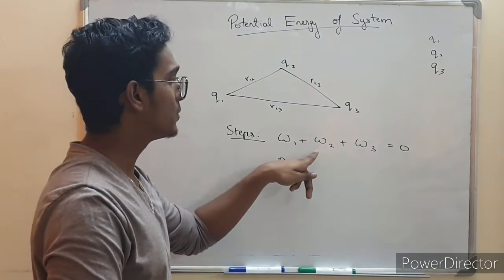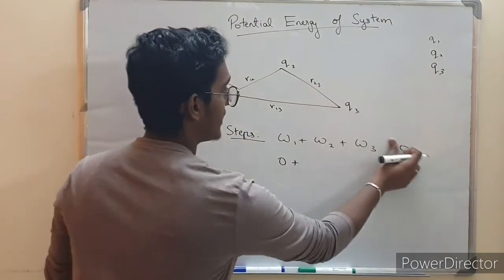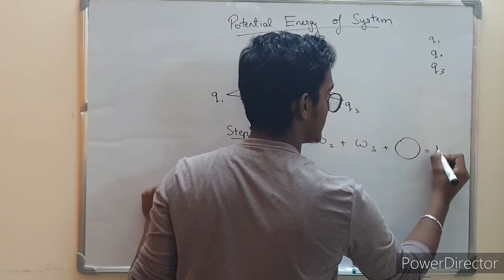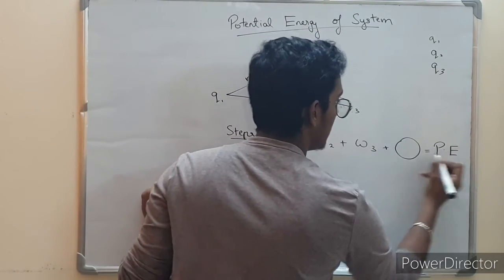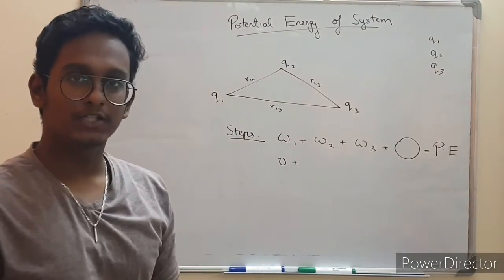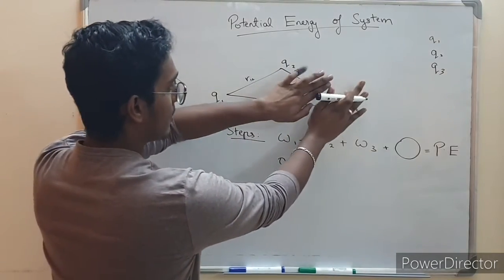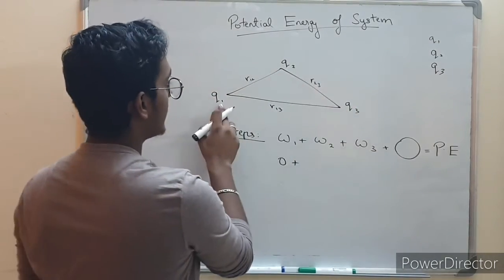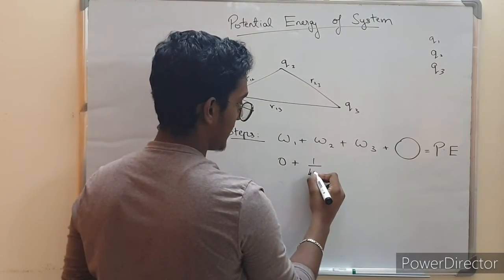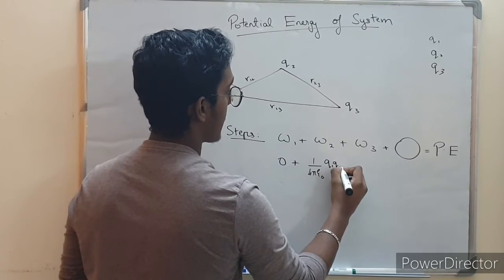What is the work done to bring the charge Q2? It's not equal to 0, and this is equal to the total potential energy so far. So what is the work done to bring charge Q2? When you're bringing charge Q2, these are not there, so avoid this. It's only the potential due to Q1, which is 1 by 4 pi epsilon naught Q1 Q2 by R12.